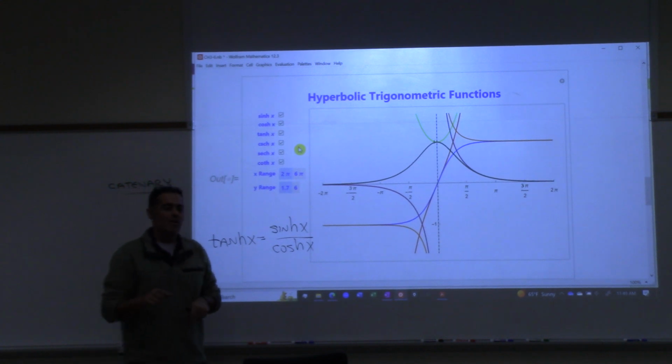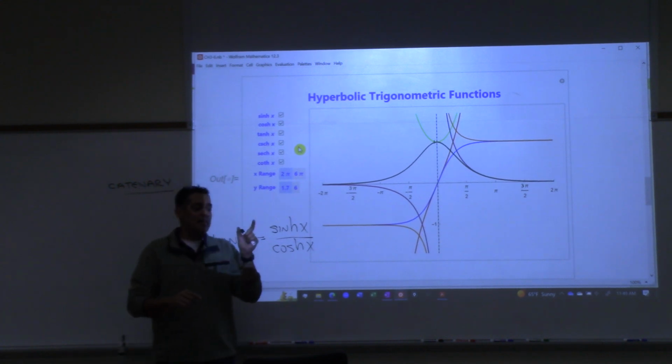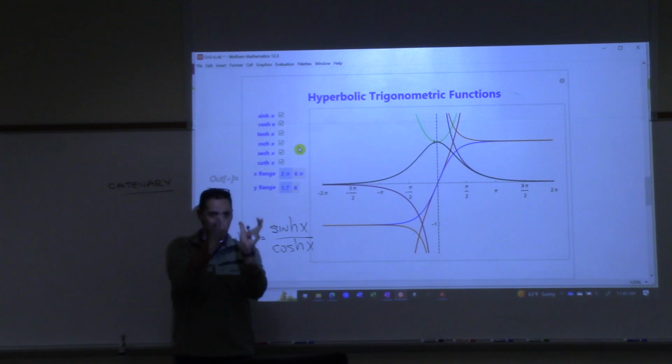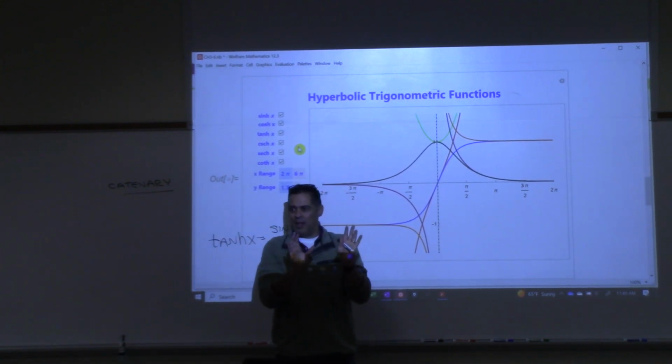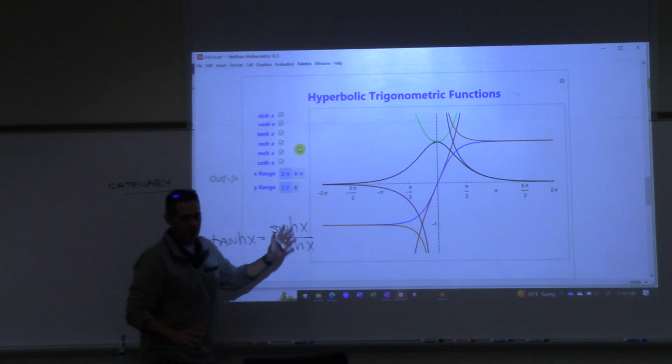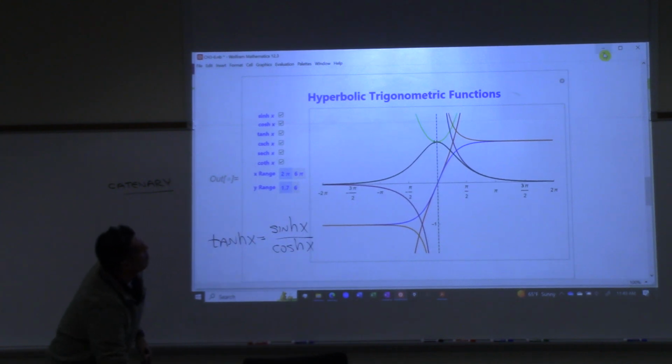Do you remember in pre-cal that secant and cosecant had all those little, those looked similar, didn't they? Not here. Okay, these don't look the same. All right, we're moving on.